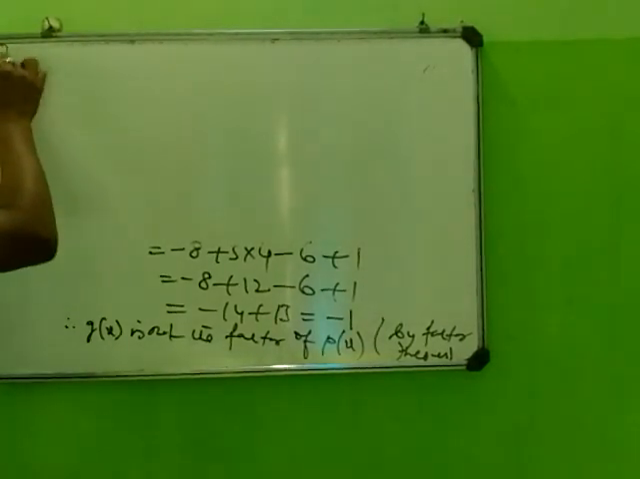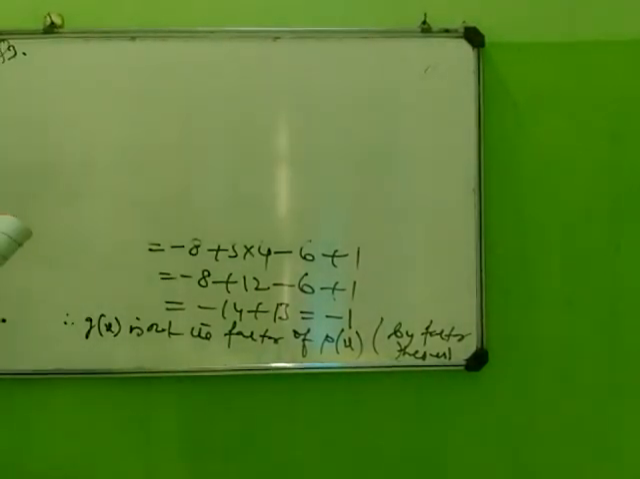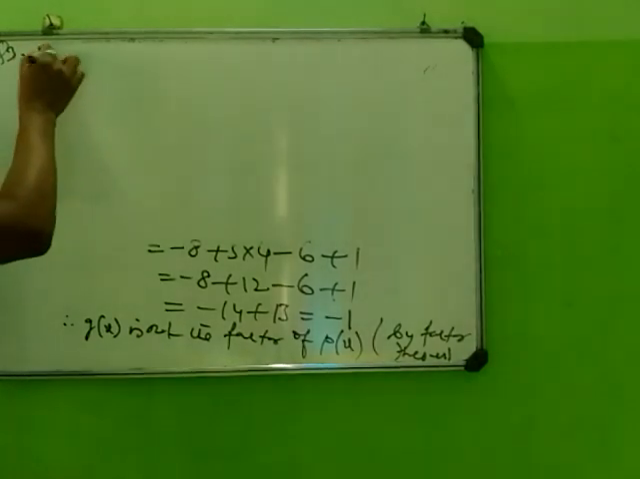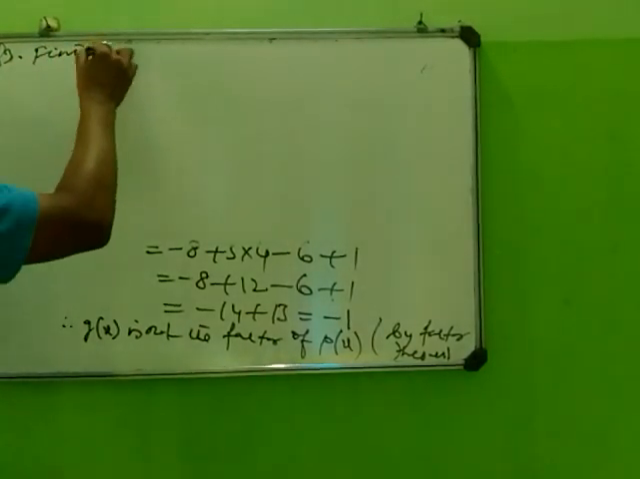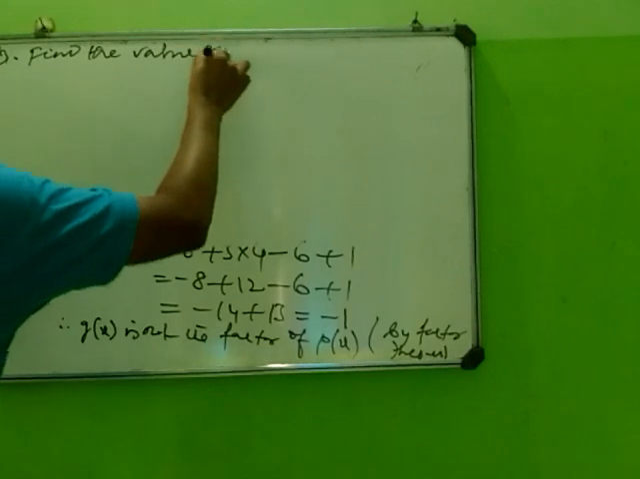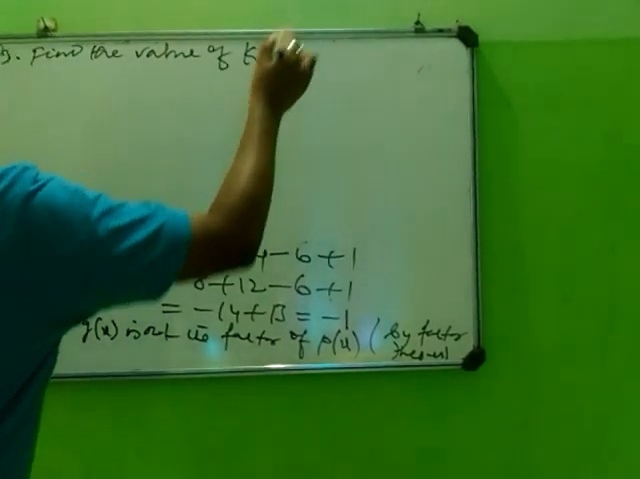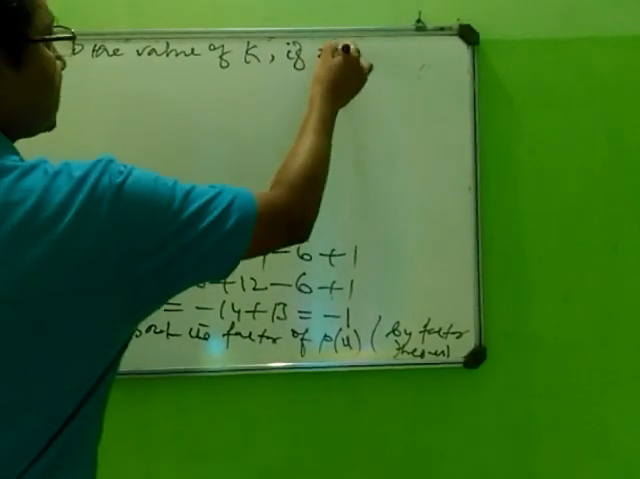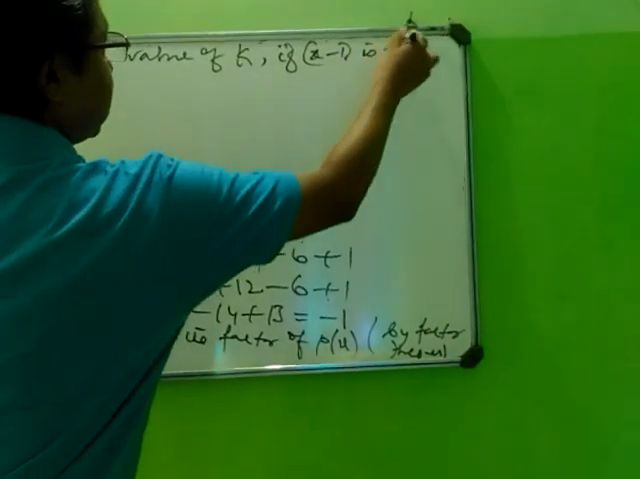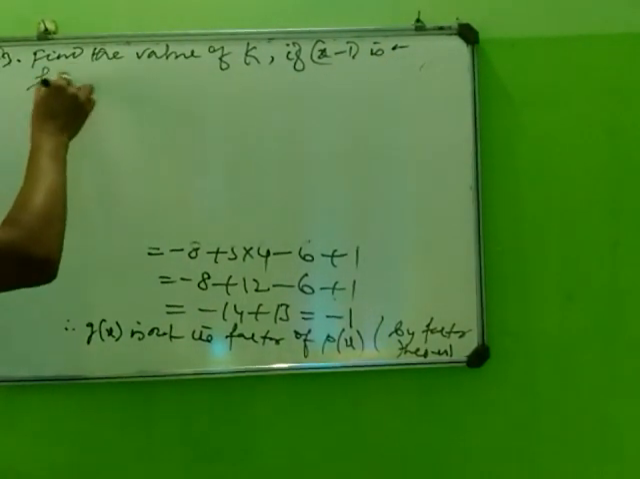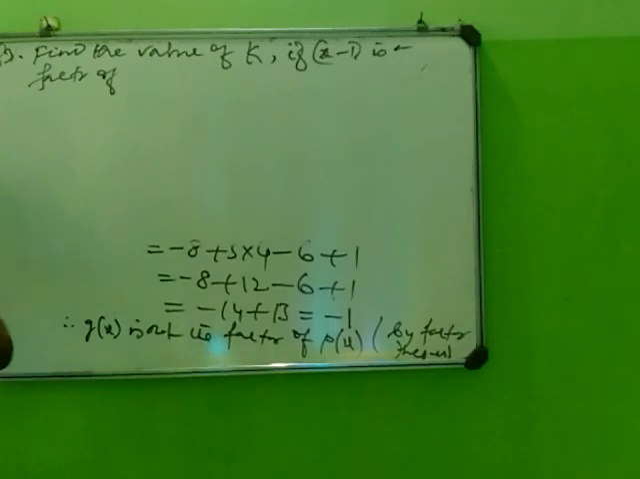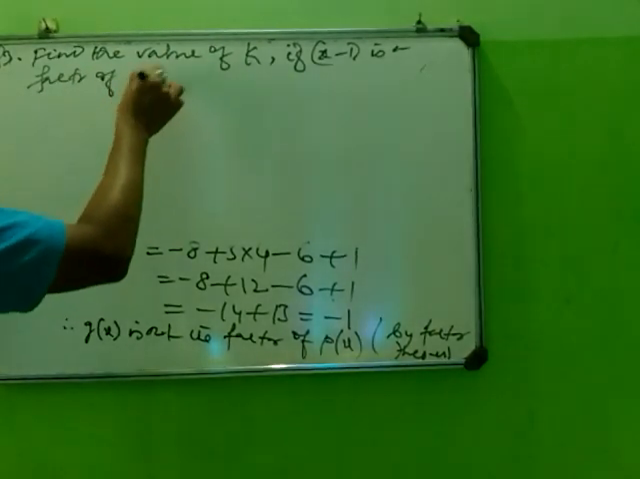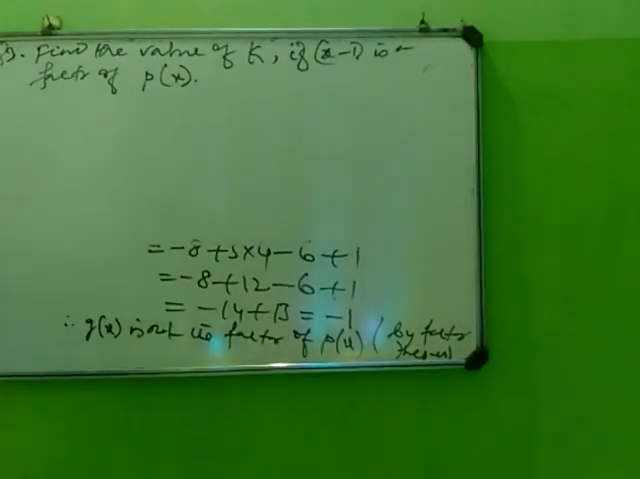Let us take question number 3. Find the value of k. Find the value of k if x minus 1 is a factor of p of x. P of x. Let us take number 2.